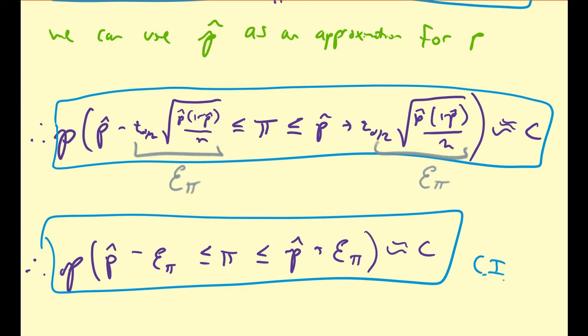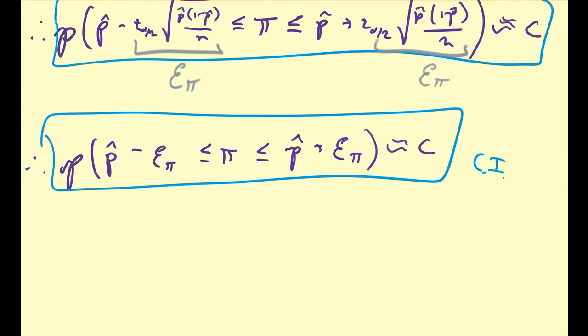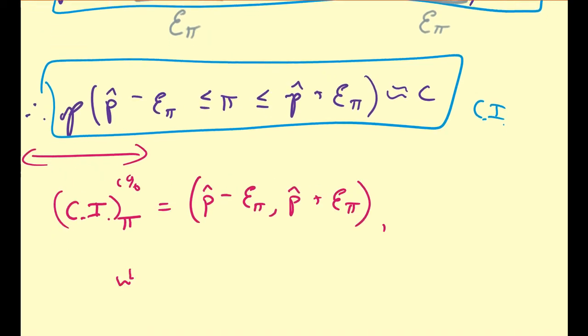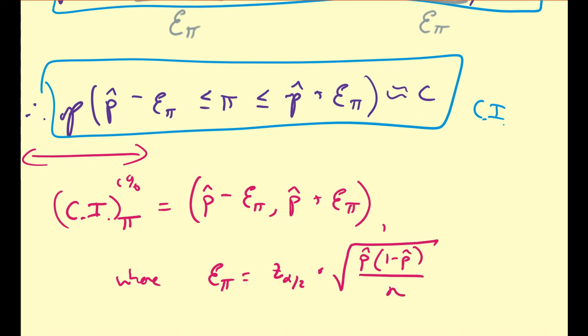So I'm just going to rewrite this in the more traditional way that's maybe a little bit more familiar to you. The c% confidence interval for the population proportion pi is equal to the sample proportion minus the marginal error, comma, the sample proportion plus the marginal error, where the marginal error for pi is equal to the z critical value times the square root of the proportion of successes times the proportion of failures divided by the sample size. And this is the confidence interval for the population proportion pi.